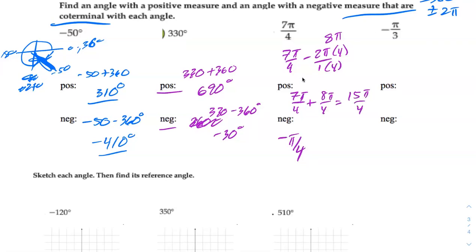Again, these are all equivalent angles. Essentially, 7 pi over 4 is the same thing as 15 pi over 4, same thing as negative pi over 4. Depending on how many circles you go around, but they all have the same reference angle.